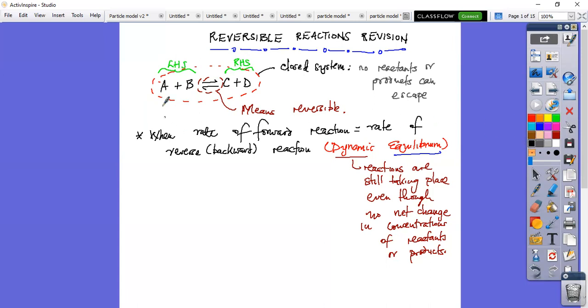Now, what are the things that can affect the rate of any reaction? Can you try and recall them? The temperature. Factors affecting reaction rate. Absolutely. One, the temperature.